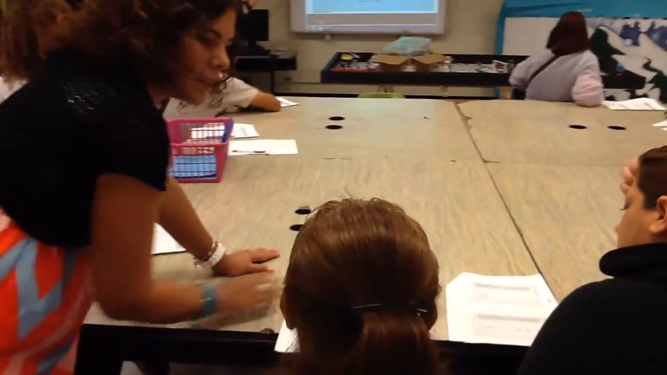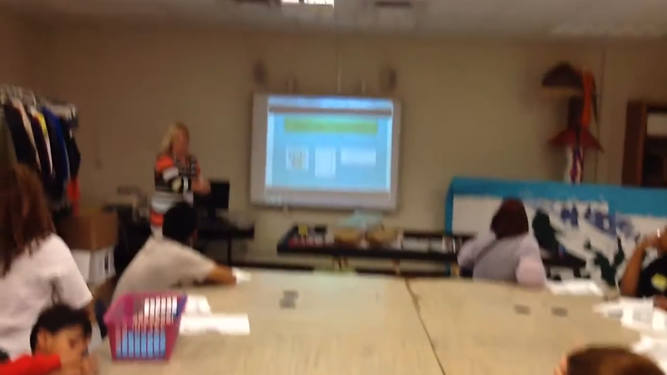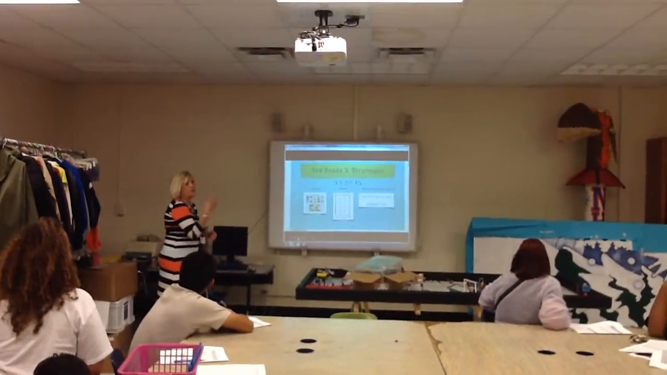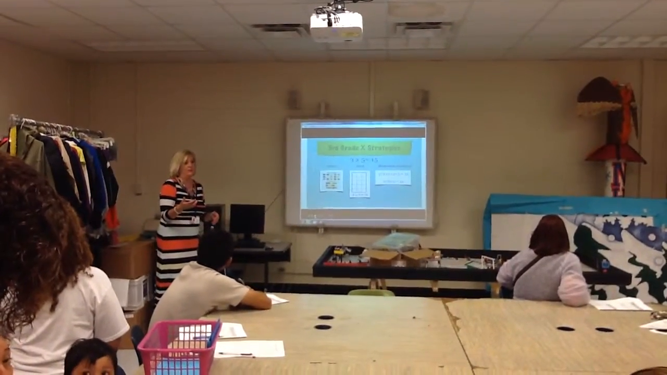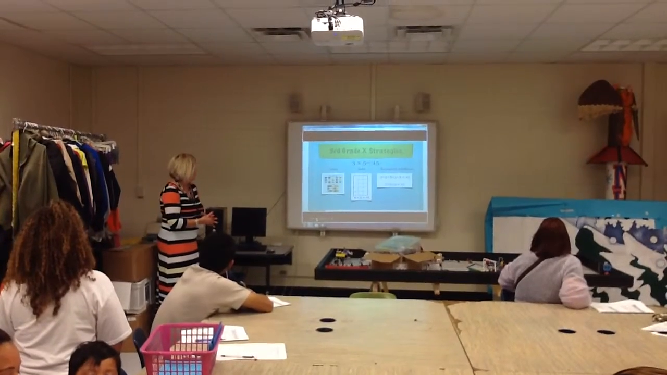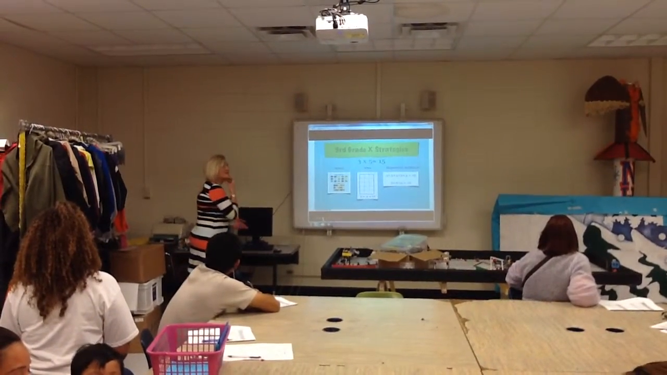But the area models really come into place in third grade, because that's really one of the bigger geometry measurement skills that they'll learn, is how to find area.